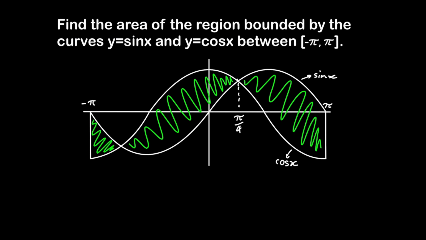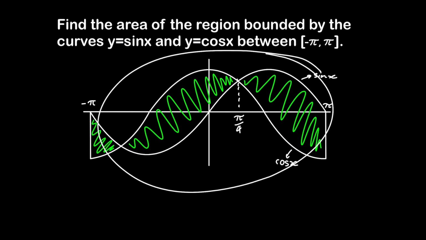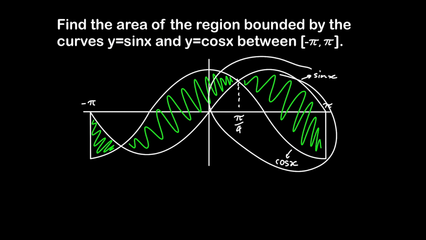So what that allows us to do is to solve for either one of these areas and multiply it by 2 to find the entire area. Okay, so let's use this right-hand side, or the side that's on the positive x-axis. So we also notice that we have this point here, where one graph changes from being below the other graph to being above the other graph.